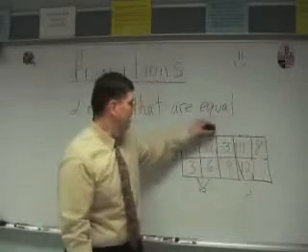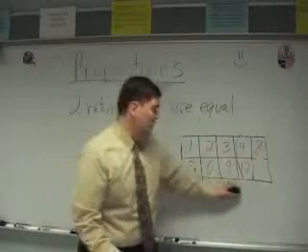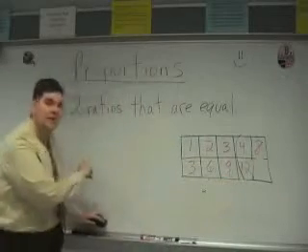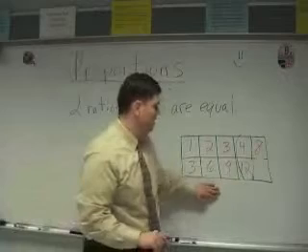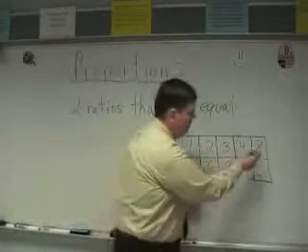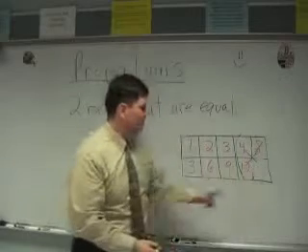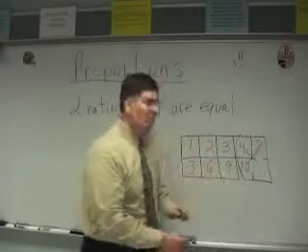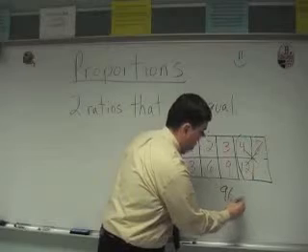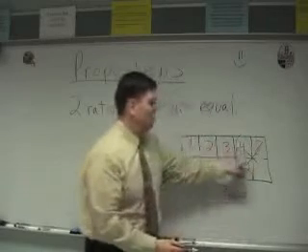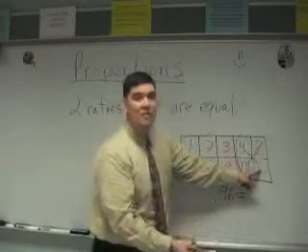Another way that you can find it is what we just talked about, cross multiplying and dividing. What I can do is cross multiply and divide. So 8 times 12 is 96. That is going to equal 4 times some unknown number, x.